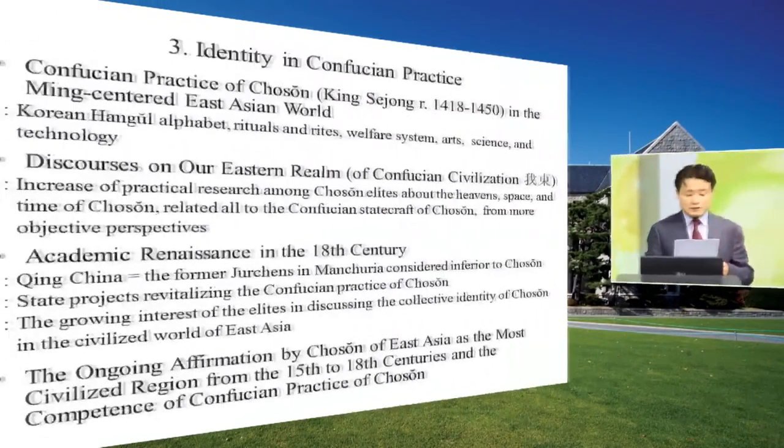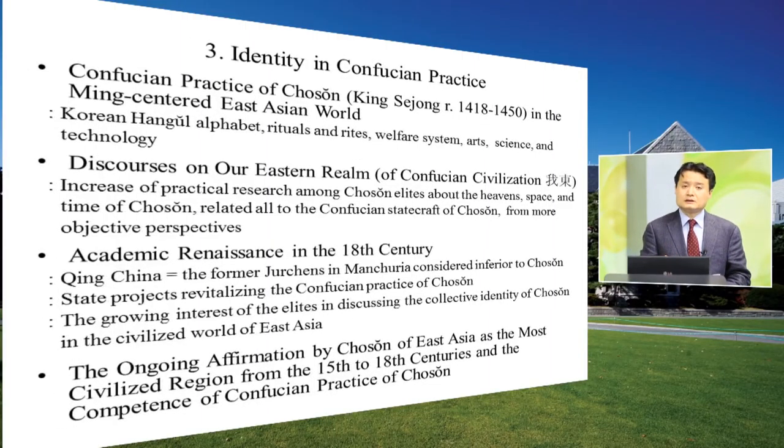Okay, let's move to chapter 3. So Joseon state continued to promote and perform Confucian practice, and they went to the degree that they were able to claim that they attained Confucian civilization of their own, or Confucian practice of their own. So they were talking about the maturity, the high quality of Confucian practice of Joseon itself.